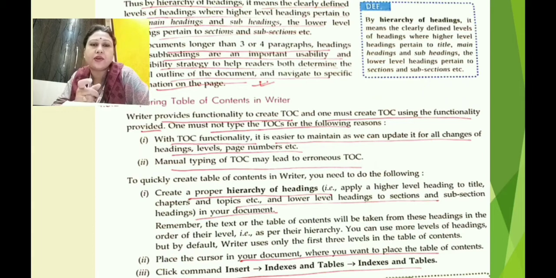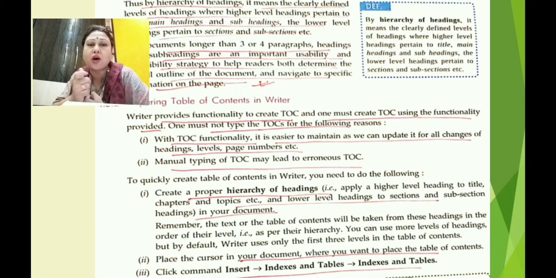First of all, with the TOC functionality provided in Writer, it becomes easier to maintain, as we can update it for all the changes of the heading levels, page numbers, etc. That means with this feature, if there is any update in the content, it will automatically get updated in the TOC. Manual typing of the TOC, without using this functionality, may lead to certain errors in the table of contents.